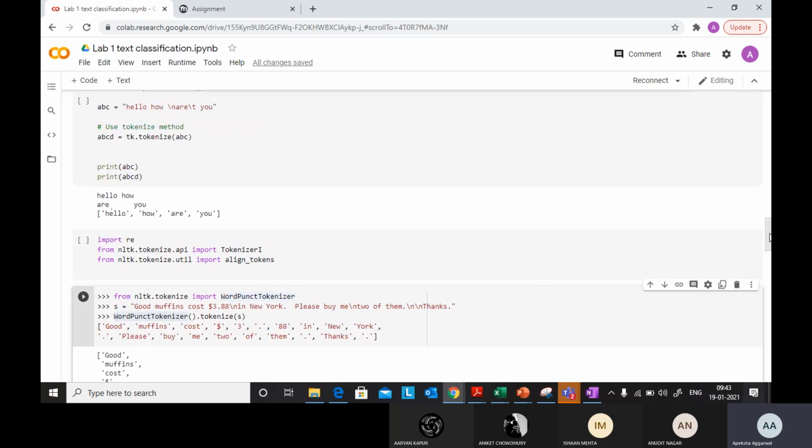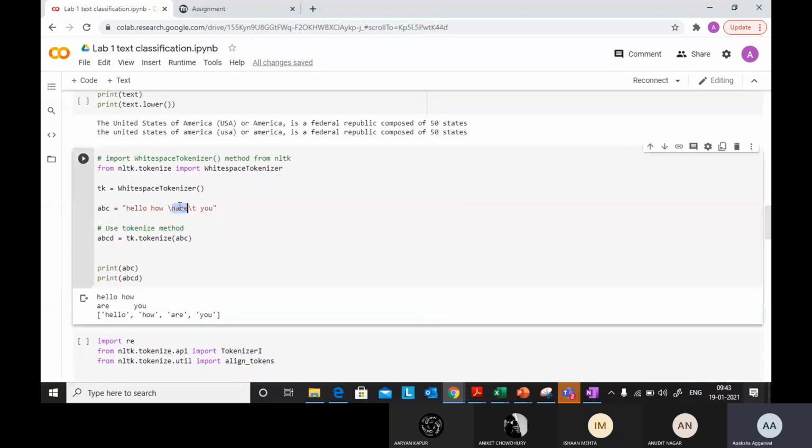Another is white space. Here there are spaces in the sentence, and the extra space after hello is removed. The sentence was ABC equals hello space house space backslash n, which is the next line character, backslash t, the tab character, space u. If you print this sentence, you will get something like this: there is a space, there is a tab, and there is a next line. It is automatically taken in the sentence. Now if you are tokenizing this, all these tab spaces, new line characters, etc. are removed. Depending on which tokenizer you are using, it will give you the output.